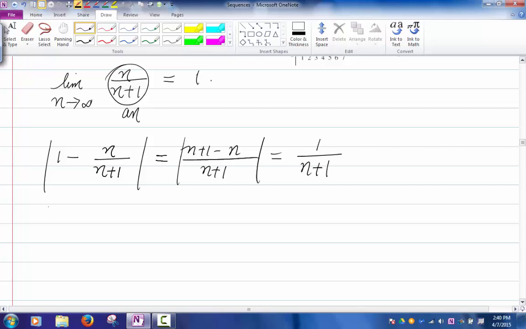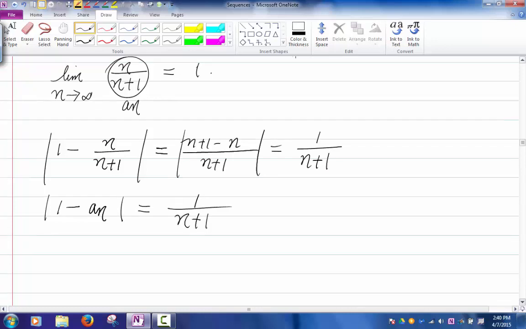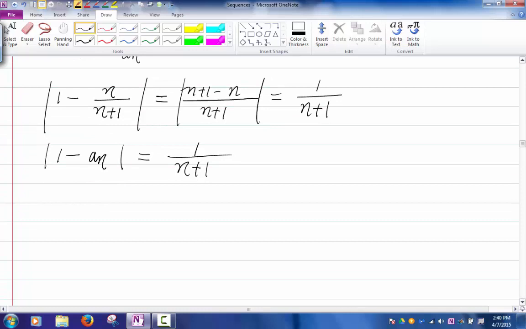Let me call a_n to be n over n plus 1. So what did we do? We are saying here that 1 minus a_n, the difference between 1 and a_n, is equal to 1 over n plus 1. So I can see that as n gets bigger and bigger, the difference is becoming smaller and smaller. As n gets bigger and bigger, the right-hand side goes to 0. Therefore, the difference between 1 and a_n goes to 0, which means that a_n is getting closer and closer to 1. Am I making sense?